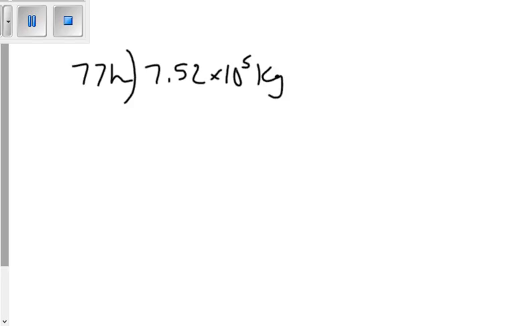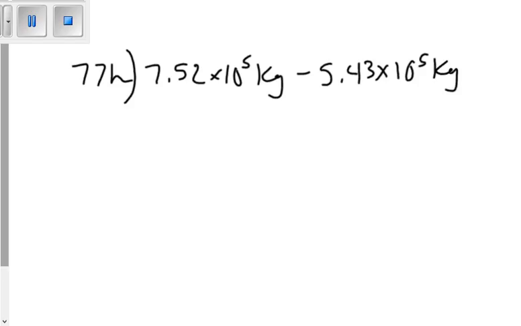All right, last one of these. And then I'm going to start a different video because it's kind of running long. 77H, we've got 7.52 times 10 to the fifth kilograms. And we're going to subtract 5.43 times 10 to the fifth kilograms.